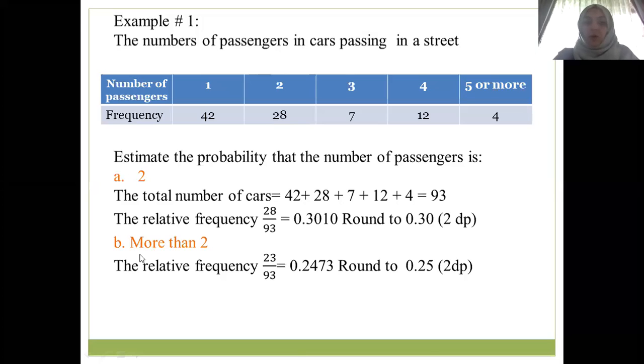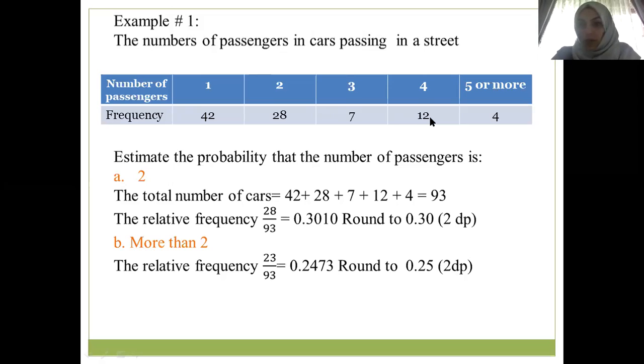Now, if I want to find the probability of having more than 2 passengers in the car, that means 7 plus 12 plus 4. So 7 plus 12 is 19, plus the 4, that would be 23. So 23 over the 93, which is the total number of cars, the total frequency, and that was 0.25 rounded to 2 dp.